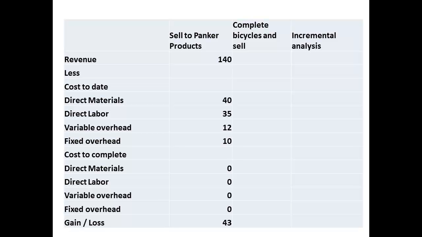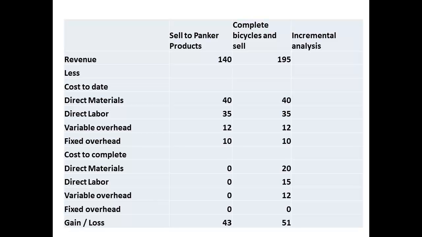The revenue and costs of selling to Panka Products is shown. The revenue per unit is the $140 offered by Panka Products, and after deducting costs incurred to date, there will be a profit of $42 per bicycle. How does this compare with completing the work themselves?